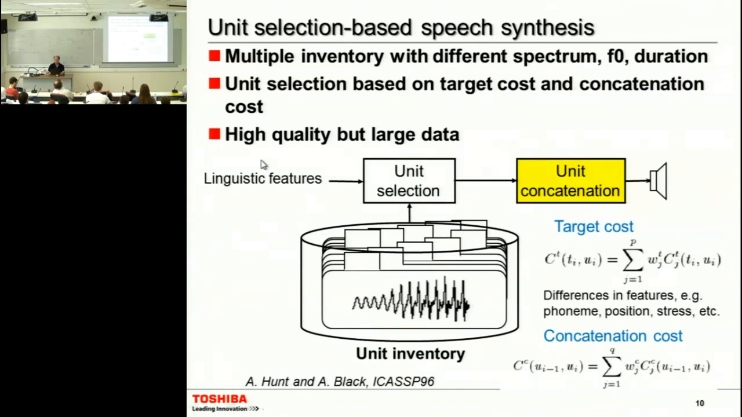The unit selection-based speech synthesis has multiple inventories with different spectrum, F0, and duration. And the unit selection is done based on target cost and concatenation cost. This system produces high quality voice, but needs large data. The target cost is defined as differences or distances between the target unit and candidate unit in features such as current phoneme, previous or following phonemes, positions of the phoneme in word or in phrases or in sentences, or the position of stress in the word. And the concatenation cost is defined as a distance between the previous unit and the current unit in terms of spectrum, F0, and duration.